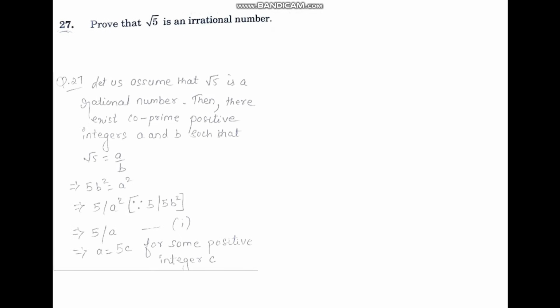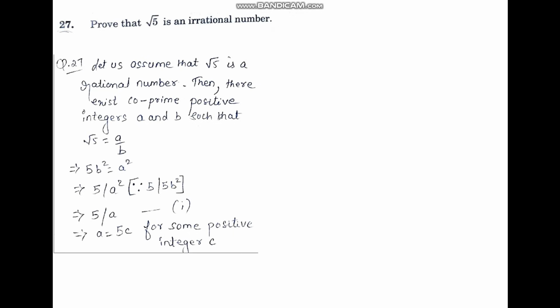Prove that root 5 is irrational. We will prove it by the contradiction method. First, let us assume that root 5 is rational, and then there exist co-prime positive integers a and b such that root 5 equals a by b. On cross multiplying and squaring both sides, we get 5b square equals a square. This implies 5 divides a square, which also implies 5 divides a.